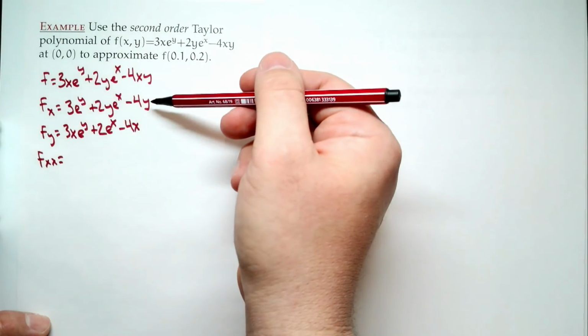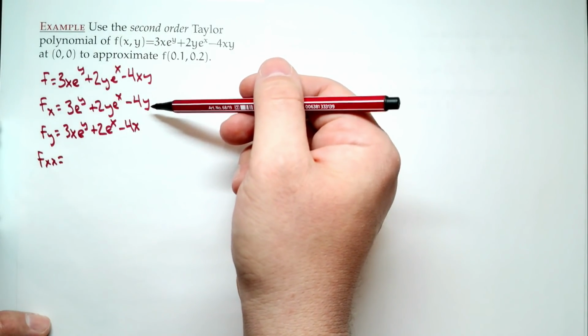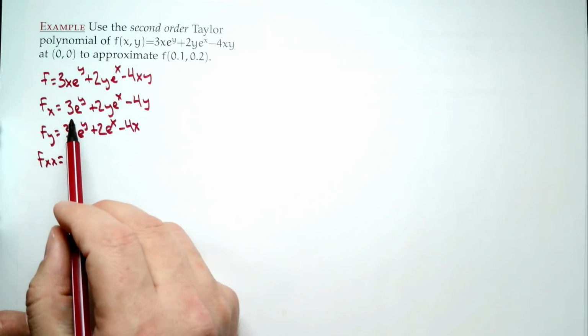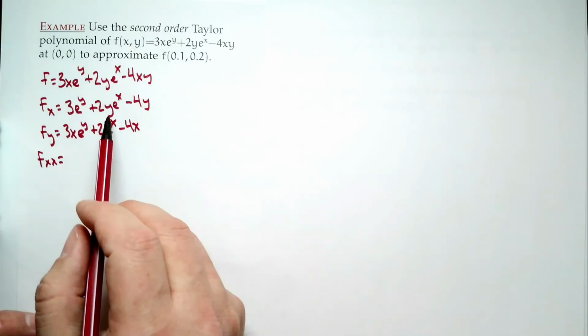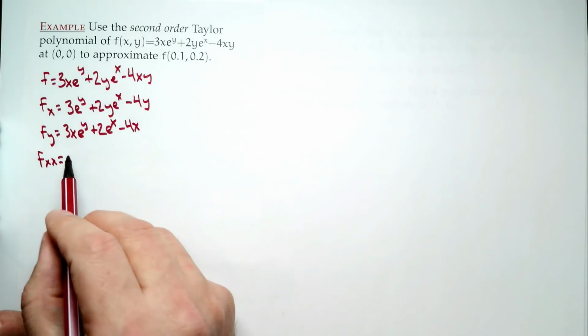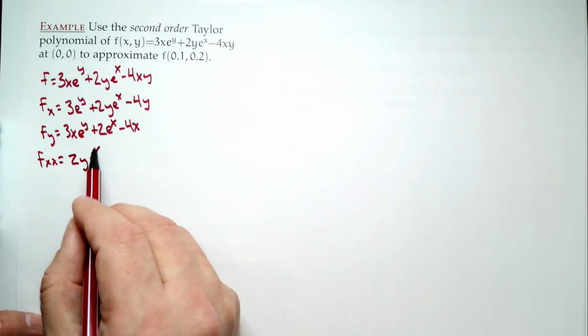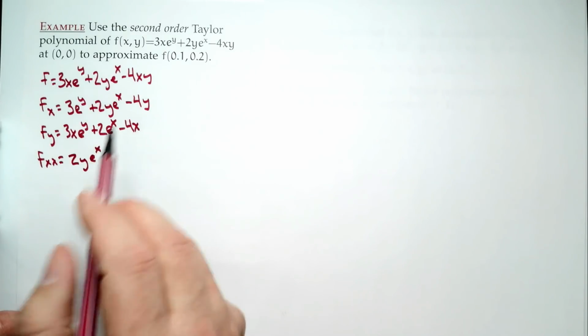okay, so go to the first derivative with respect to x and take the derivative with respect to x again. So derivative of 3e to the y with respect to x, 0. Derivative of 2y e to the x with respect to x, 2y e to the x. Derivative of minus 4y, 0.